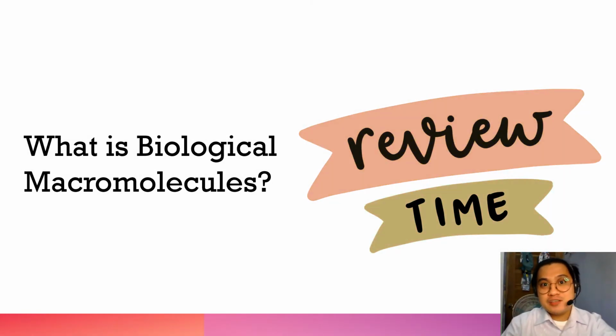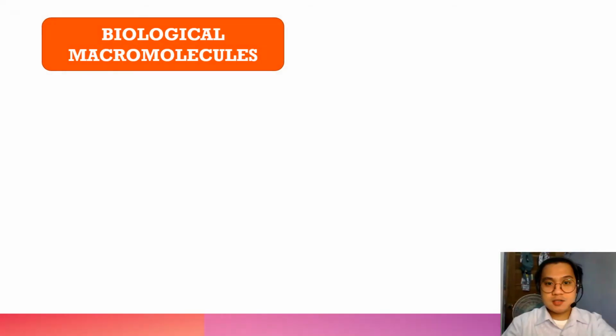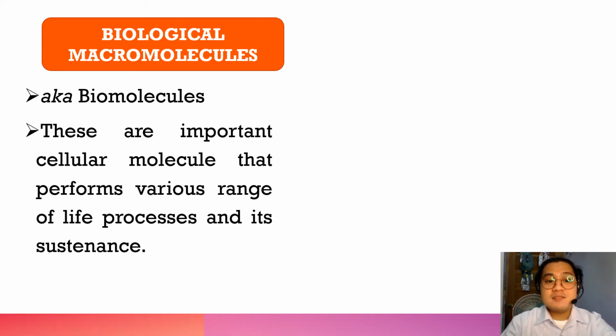Before we start our new discussion, let's have a review of our previous discussion. Last time, we talked about biological macromolecules or biomolecules. What is the meaning of biomolecules once again? Based on our discussion, biological macromolecules are also known as biomolecules. These molecules are important cellular molecules that perform a various range of life processes and its sustenance.